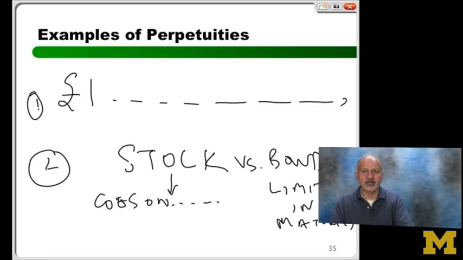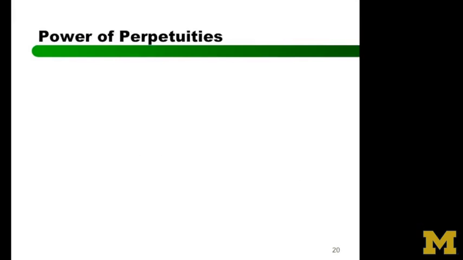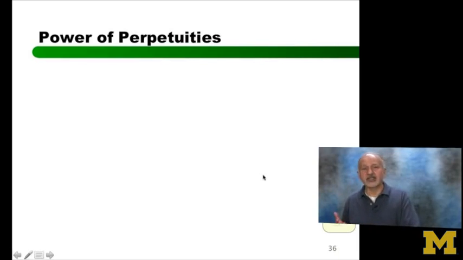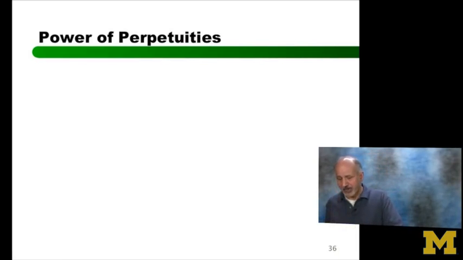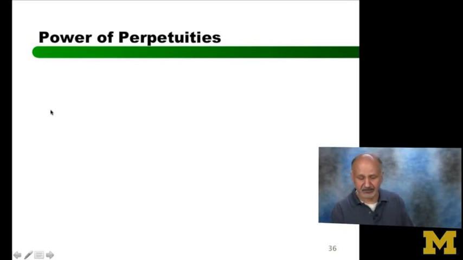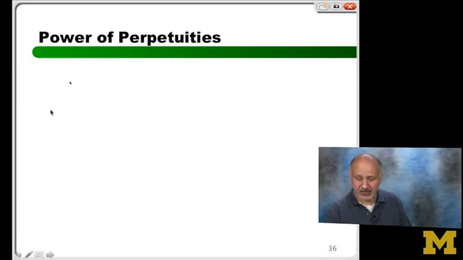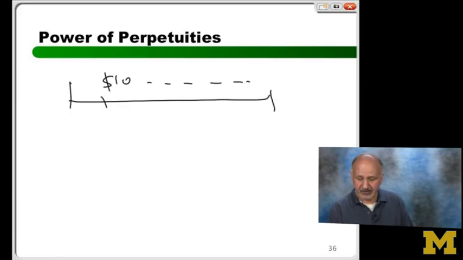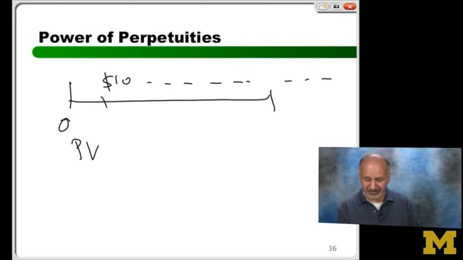What I want you to recognize in all of this is that forever actually doesn't mean forever. What do I mean by that? So take the example and show you the power of perpetuities. Now let me ask you this. Suppose I gave you something that paid $10 forever. Guess what the power of perpetuity is? At time 0, guess what its PV is?